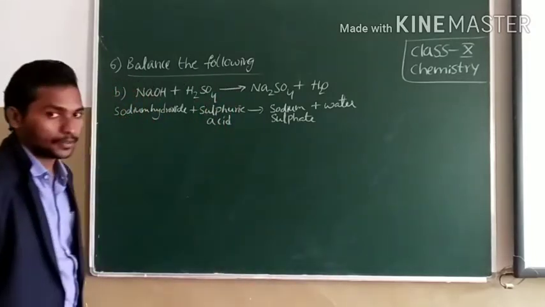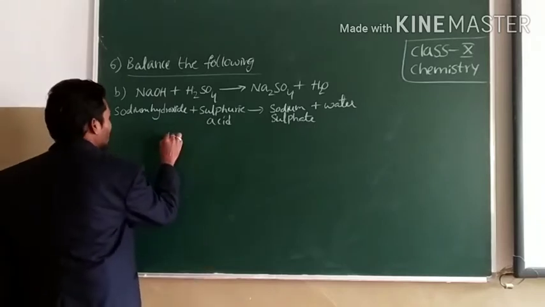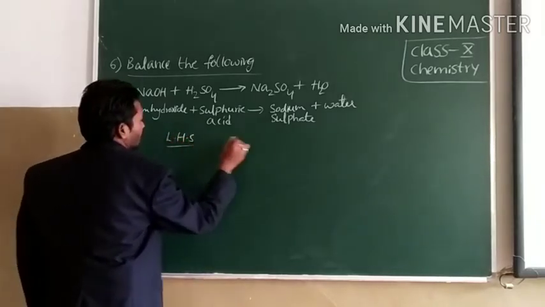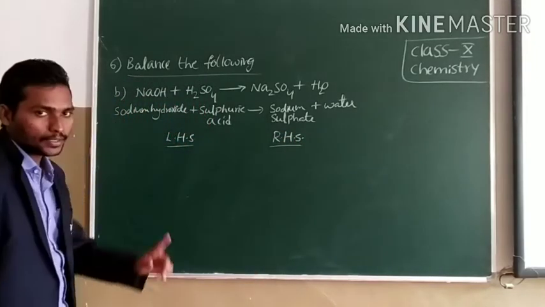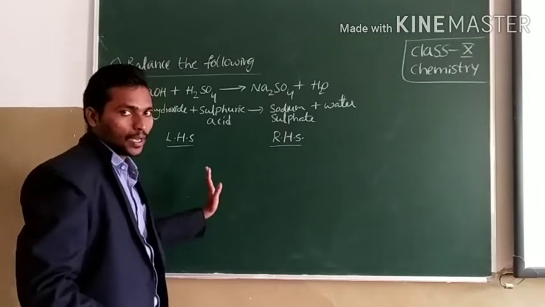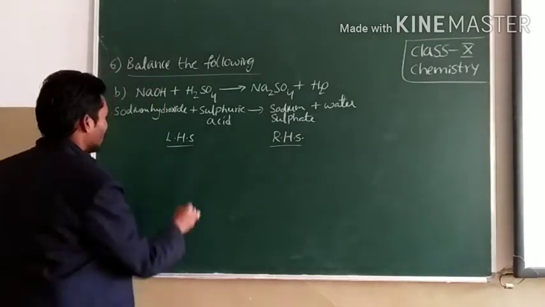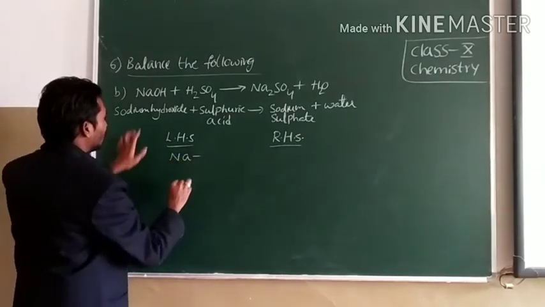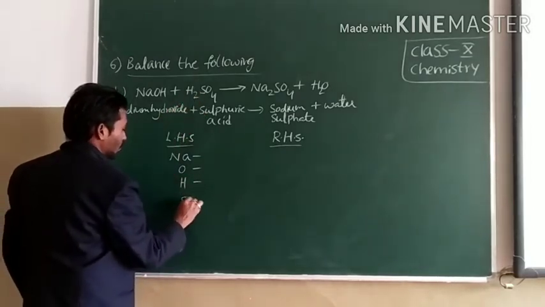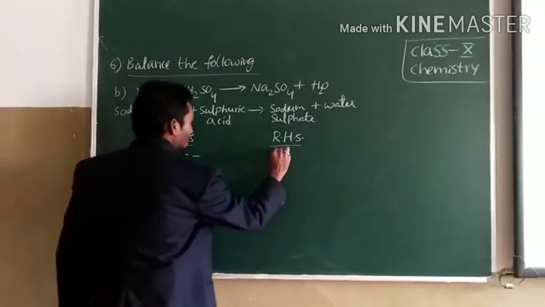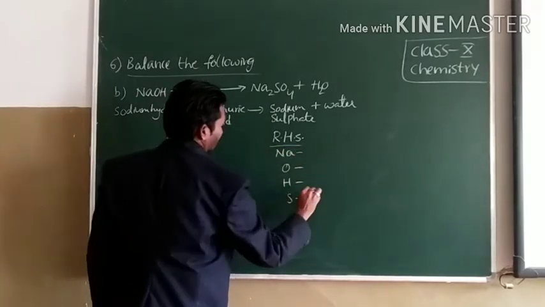Let us balance the equation. First, write the number of atoms on both sides of the equation, on LHS side and RHS side. In the second video, I taught you balancing chemical equations, children. Once you revise the second video, let us write the number of atoms on both sides of the equation. Sodium atom, oxygen, hydrogen, sulfur atoms. Write the same atoms on LHS side also: sodium, oxygen, hydrogen and sulfur.